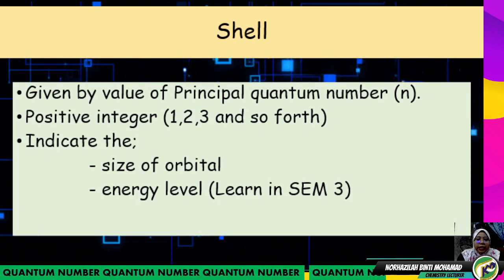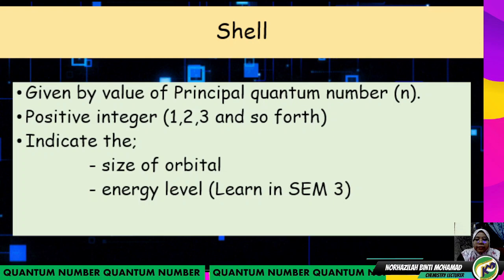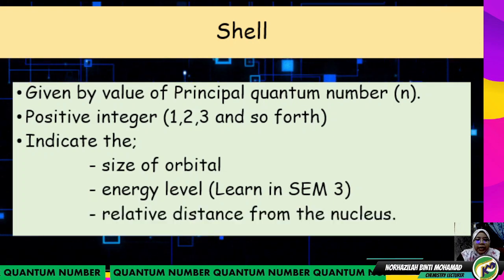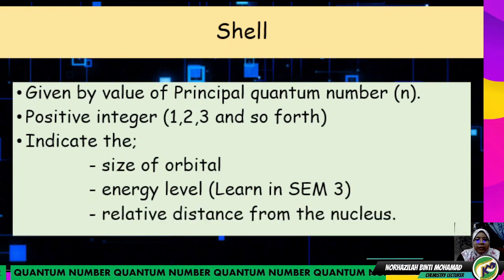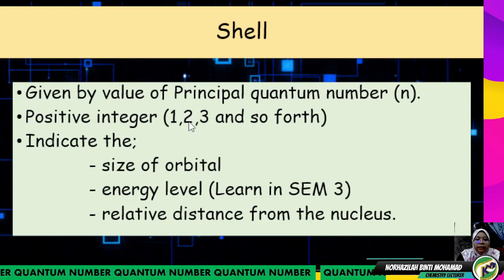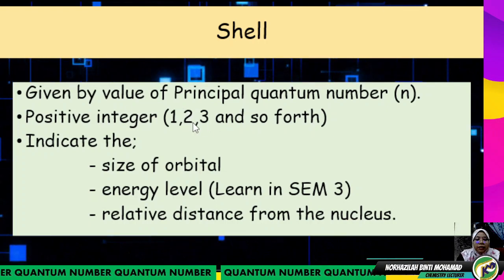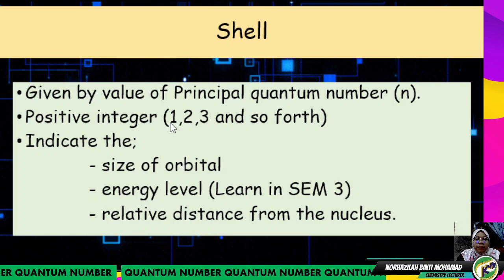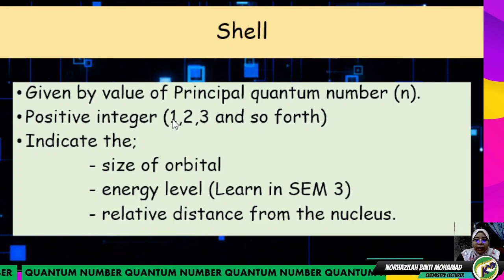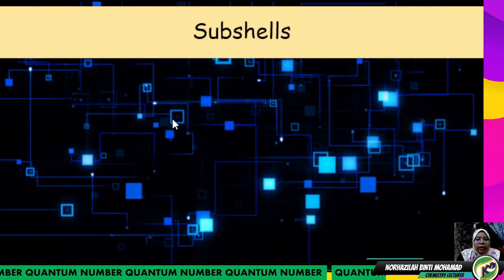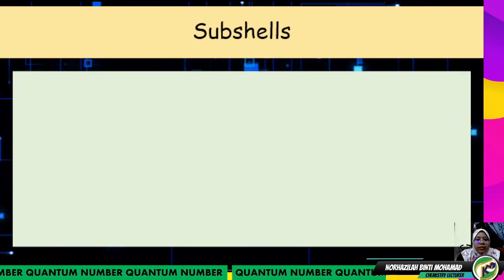This one you will learn in SEM. And then the third one is the relative distance from the nucleus. So the greater n value will be farther from the nucleus compared to the smaller n value. And then after that, we will go to the subshell.